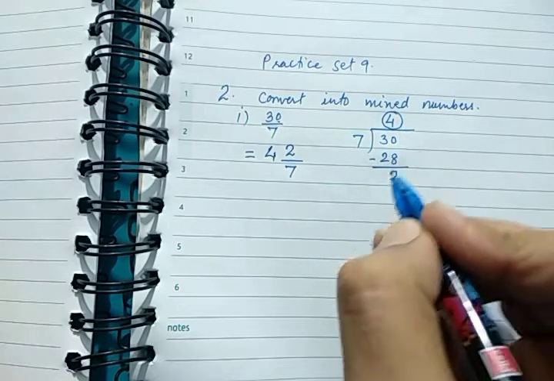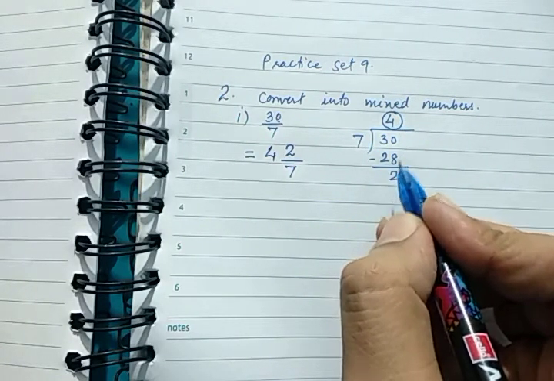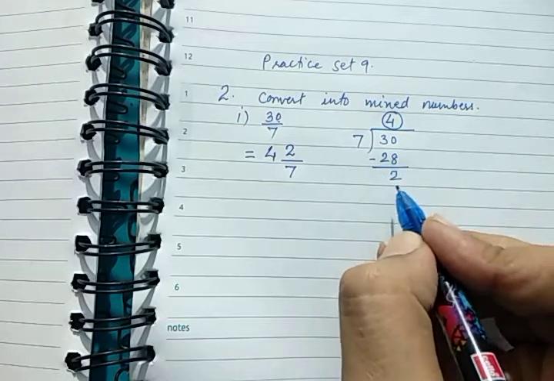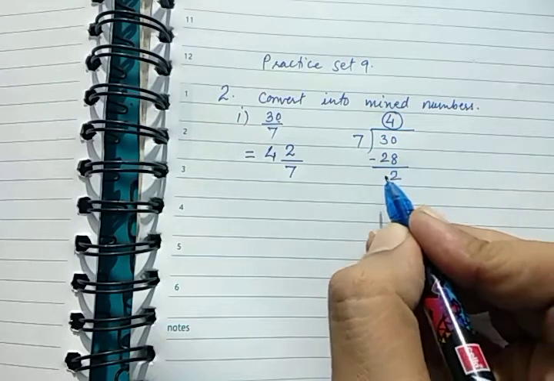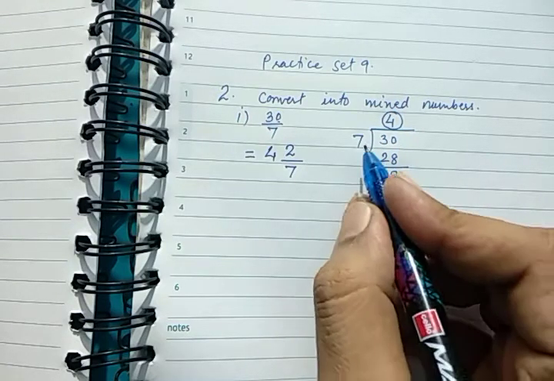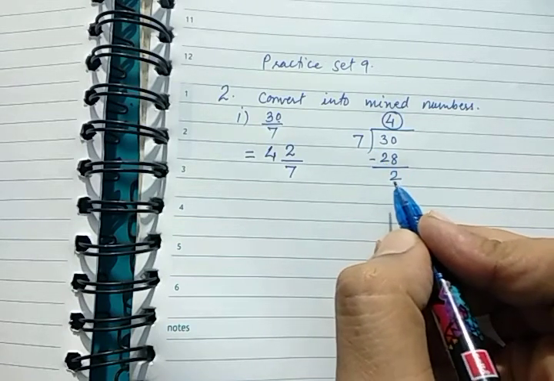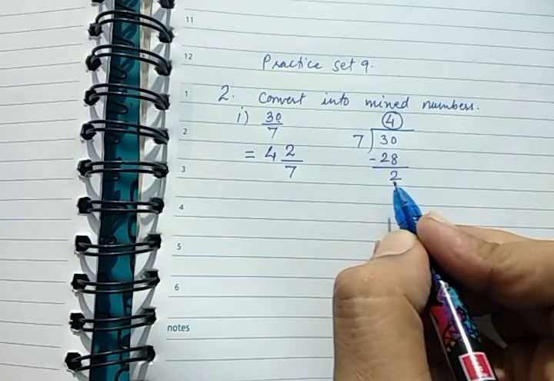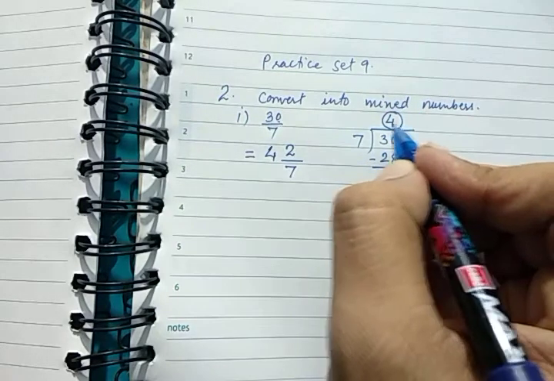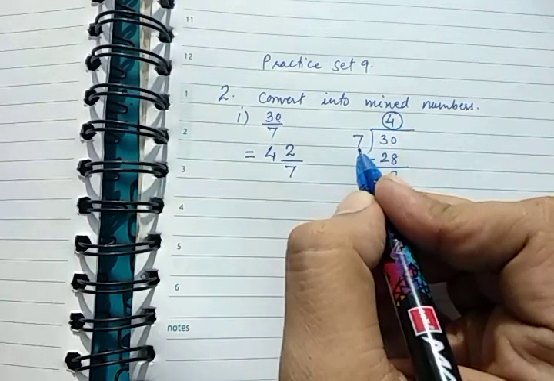7 fours are 28. So 30 minus 28 you are getting 2. Now further division is not possible because 2 is smaller than 7. So 2 becomes the remainder. 2 is the remainder, 4 is the quotient and 7 is the divisor.